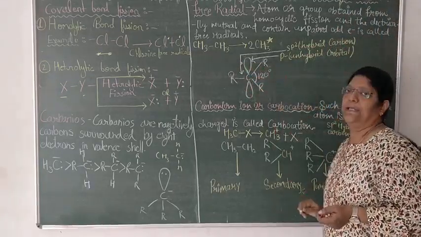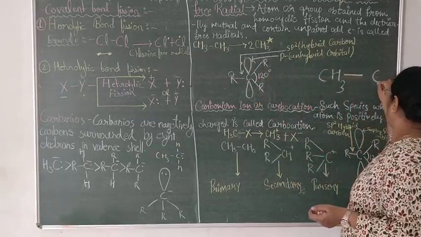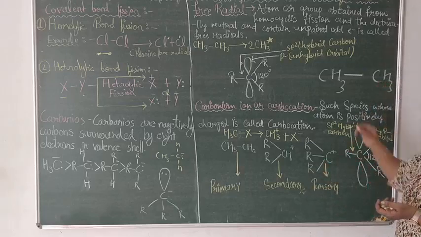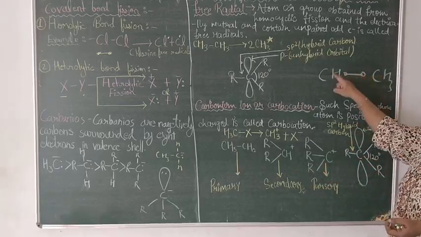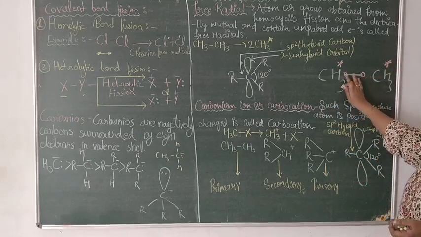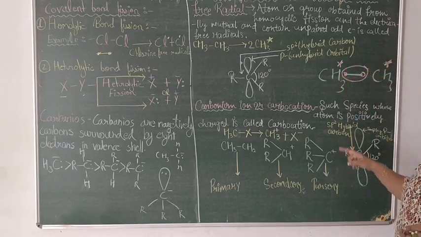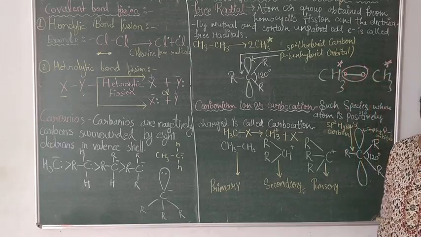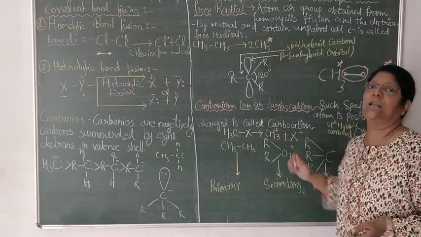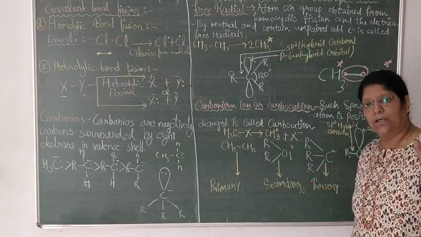Suppose there is ethane, as you know, and it forms a bond. That bond contains 2 electrons. Now if one electron remains on this and one electron remains on this, by breaking this bond they convert themselves into free radicals, 2 CH3 star. So the free radical electron is always represented by a star.